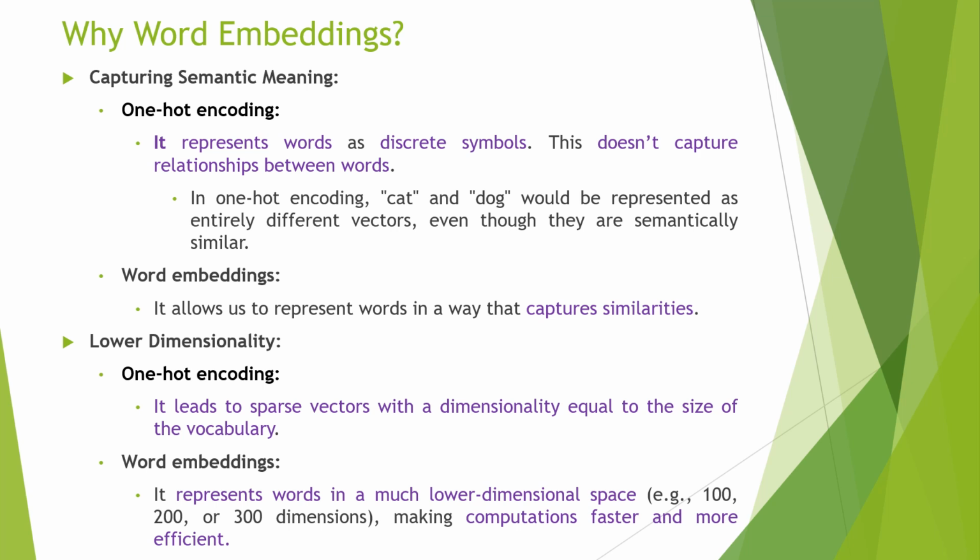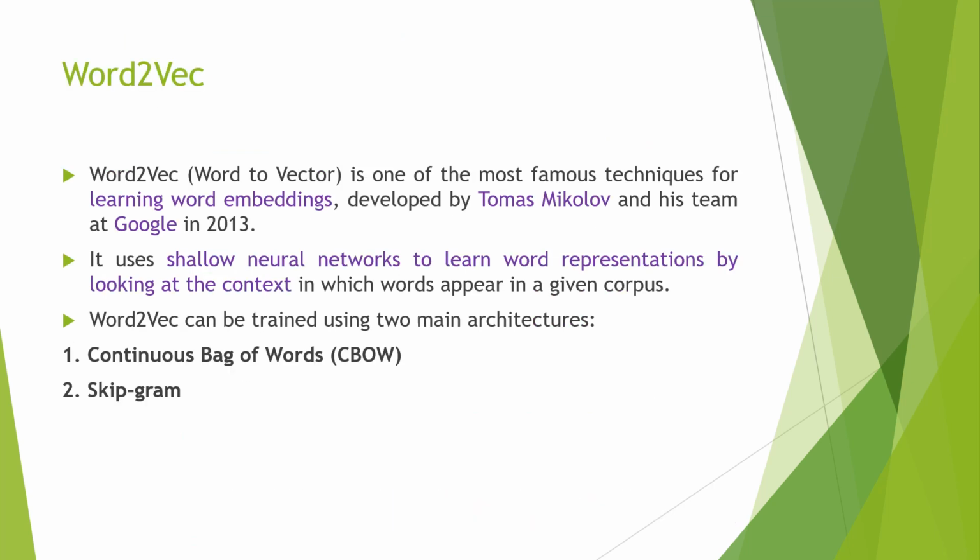In one-hot encoding, the words are represented in a sparse vector format where the dimensions of the vectors will be equal to the size of the vocabulary. But in word embeddings, the representation of vectors is in a lower dimensional space, with word-specific dimensions of 100 or 200 or more, so it is much faster and more efficient.